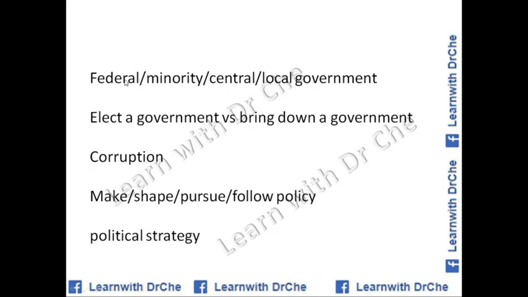There are some useful words that we can use in the topic of government. Federal government, minority government, central government, local government. You can say elect a government, bring down a government. You can also say corruption. You can say make a policy, shape a policy, pursue a policy, follow a policy. You can also say political strategy.